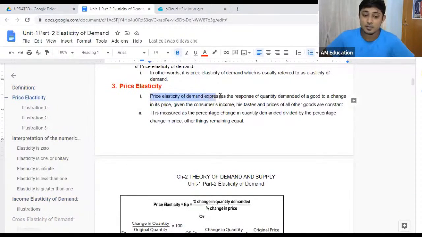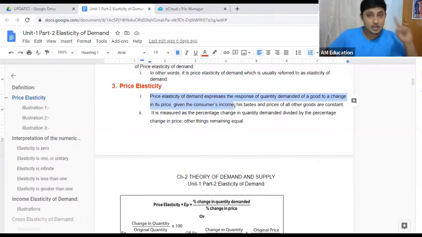Price elasticity of demand expresses the response of quantity demanded of a good to a change in its price. The response of quantity demanded of a good, to a change in its price. So when you change its price, how is its quantity demanded responding? This is known as price elasticity.